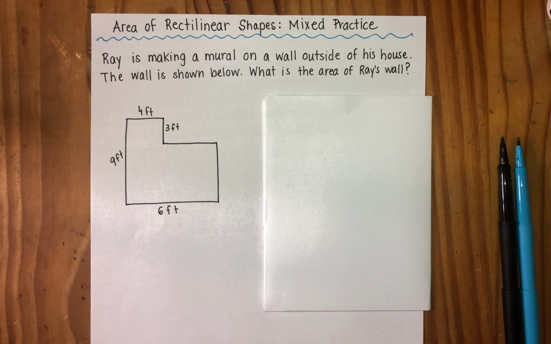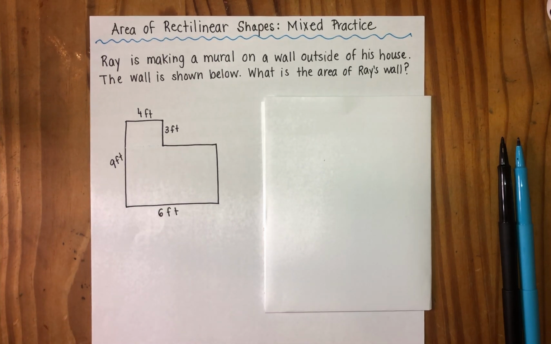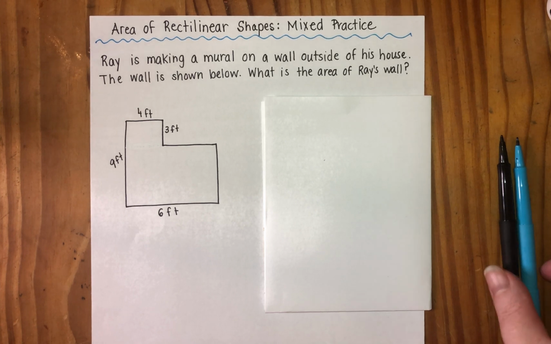Ray is making a mural on a wall outside of his house. The wall is shown below. What is the area of Ray's wall? How did you represent this problem? Say it out loud.